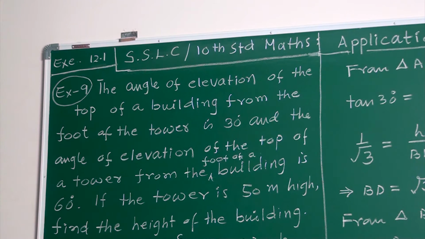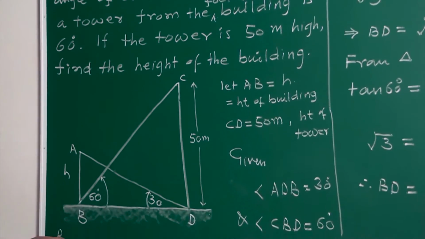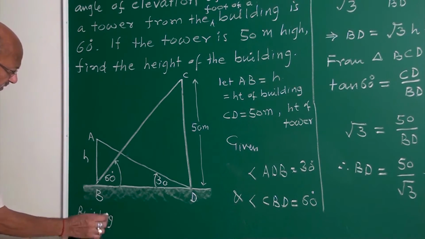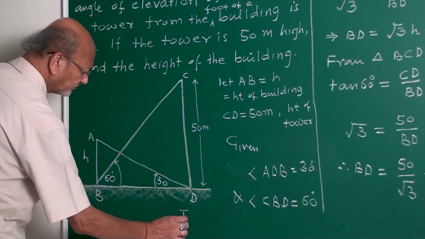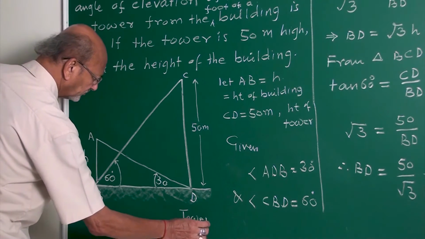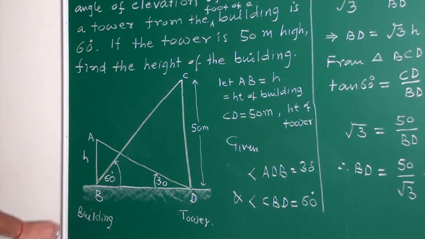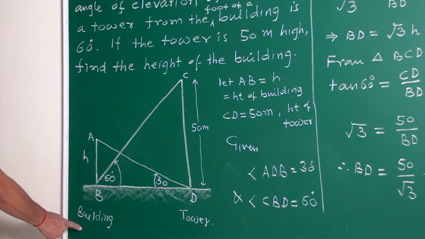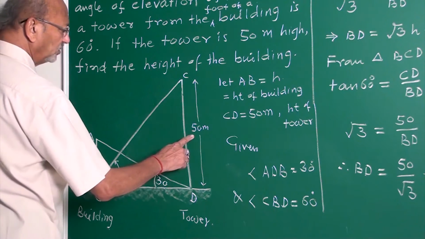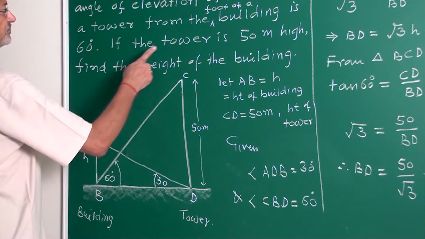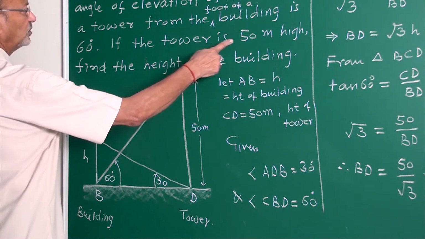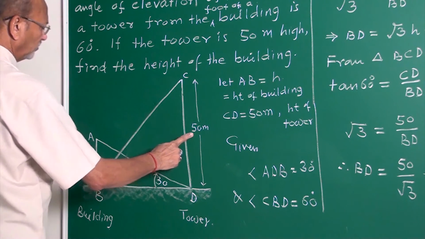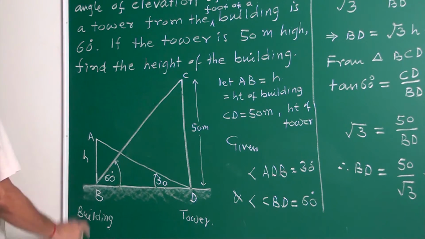My friends, this is the building and this is the tower. Let AB equal h be the height of the building, and CD equal to 50 meters. It is given that the tower is 50 meters high, and you want to find the height of this building.